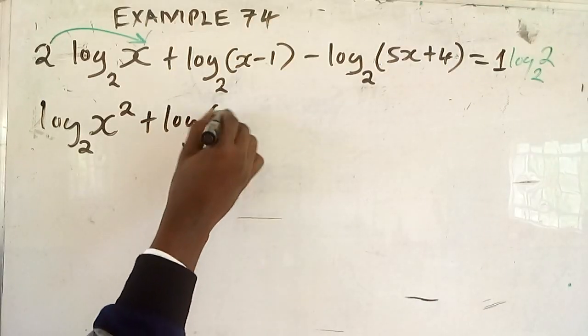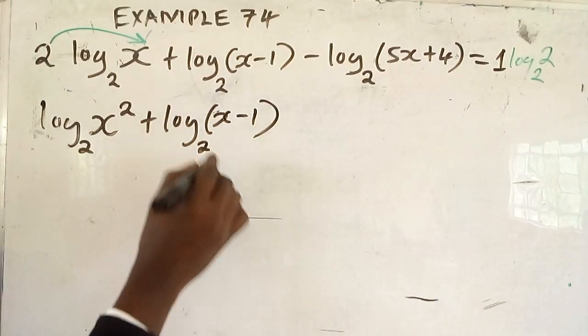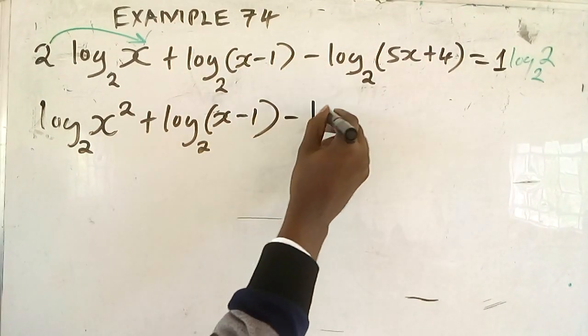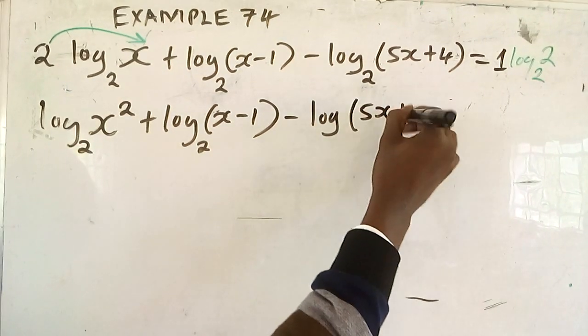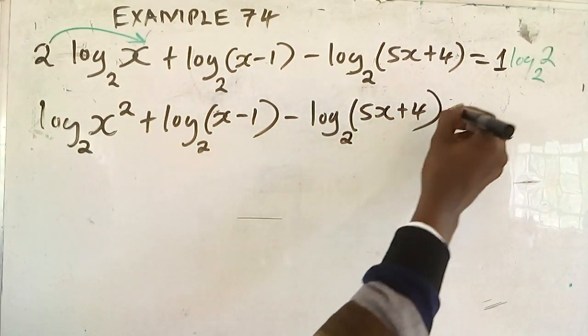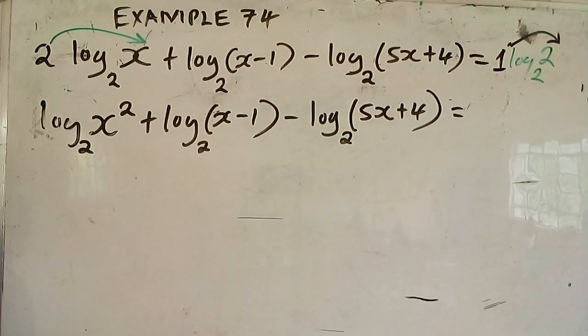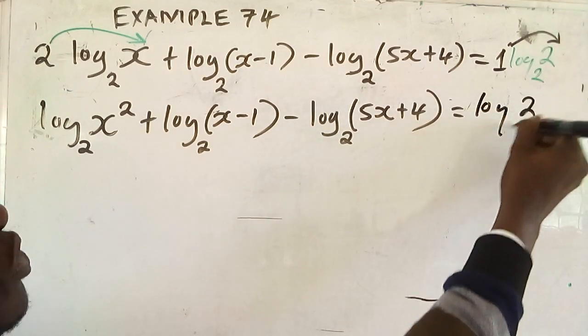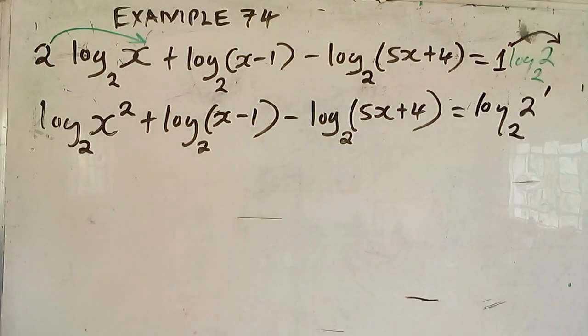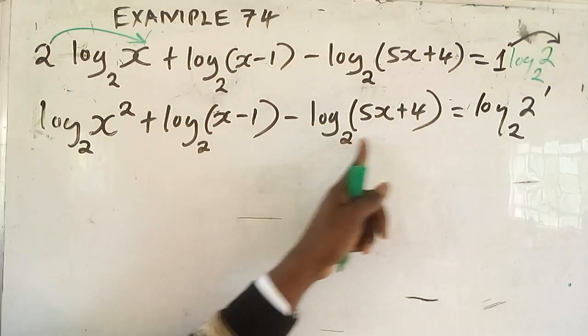Then it is plus log x minus 1 to base 2. Then it is minus log 5x plus 4 to base 2. To be equal to, this one becomes the power. Log 2 to base 2 is 1, isn't it? So there we get log 2 to base 2 raised to power 1. So we now have the same base all through.